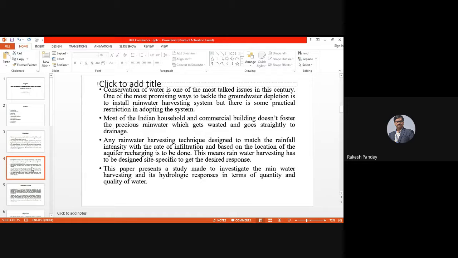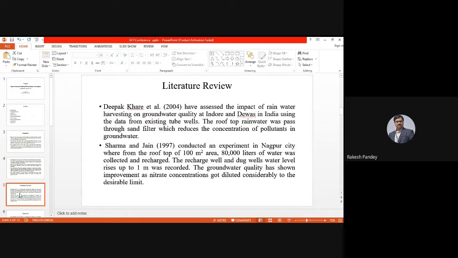So for this point, the conservation of water is one of the most talked about issues in this century, and most Indian households and commercial buildings do not conserve this precious rainwater, which gets wasted and goes slightly to the drains. So that is why this paper will attempt to study and investigate rainwater harvesting, so that we can get the good quality and quantity of water which are required.